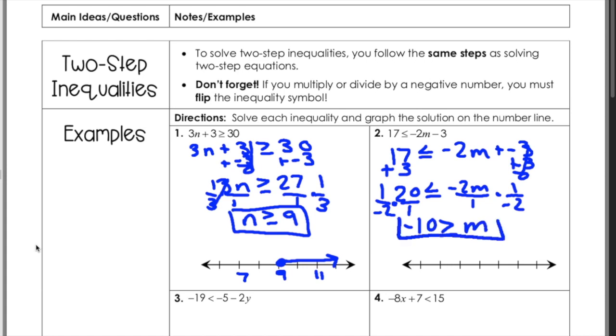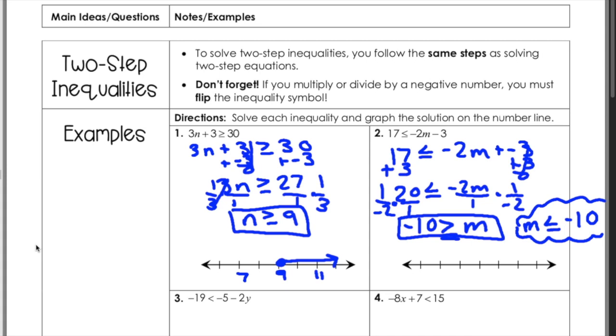And remember, if it helps you to rewrite it, then just switch it, and m is less than or equal to negative 10. This is another way that you can write the inequality. It does not matter to me which one you choose to write, okay? It's just whatever makes it easier for you in order for graphing.